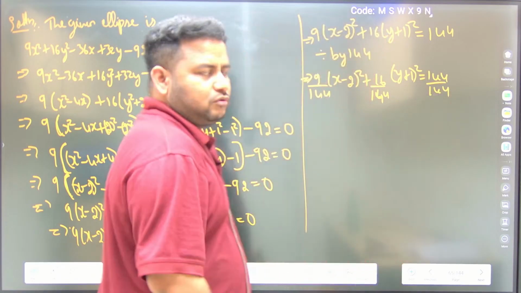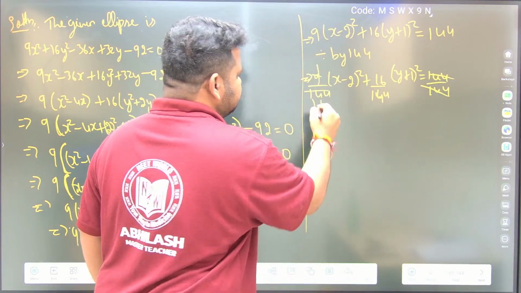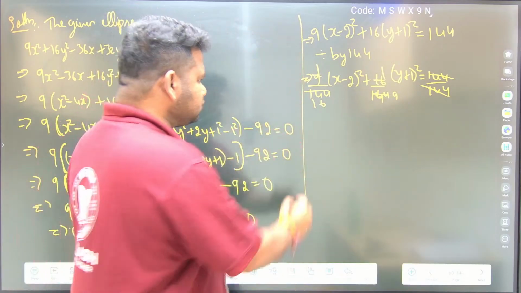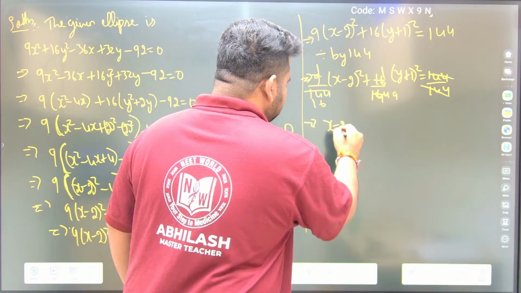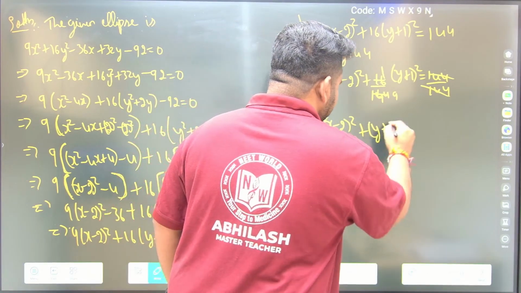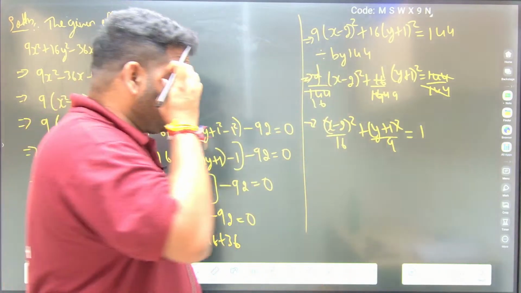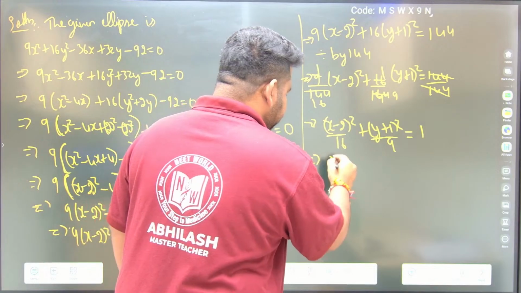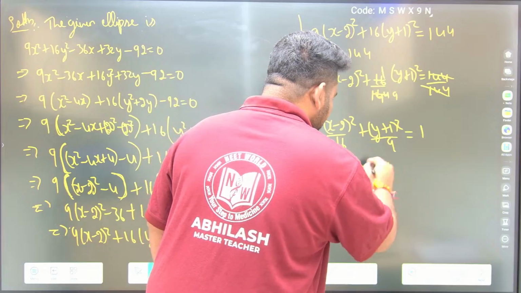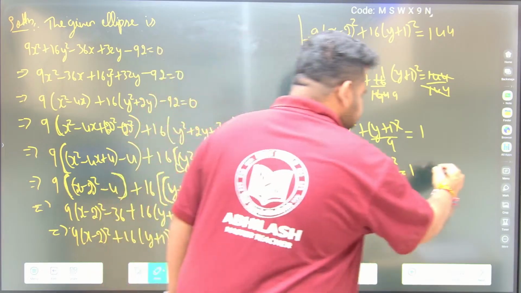Clear? Now this and this cancels. Here 9 ones are 9, 16 ones are 16, 9s are. So this gives us (x minus 2) whole square by 16 plus (y plus 1) whole square by 9 is equal to 1. Or I can write this as (x minus 2) whole square by 4 square plus (y plus 1) whole square by 3 square is equal to 1. Let us write this as equation 1.